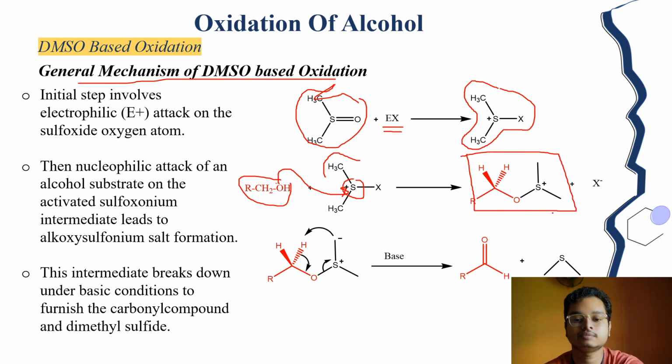After that, in the presence of base, one of the hydrogens is abstracted from the sulfur side, and it generates an ylide system. This ylide then captures the adjacent proton, and finally the intermediate breaks down to generate the corresponding carbonyl compound and dimethyl sulfide as a byproduct. So this is the general mechanism of DMSO-based oxidation.